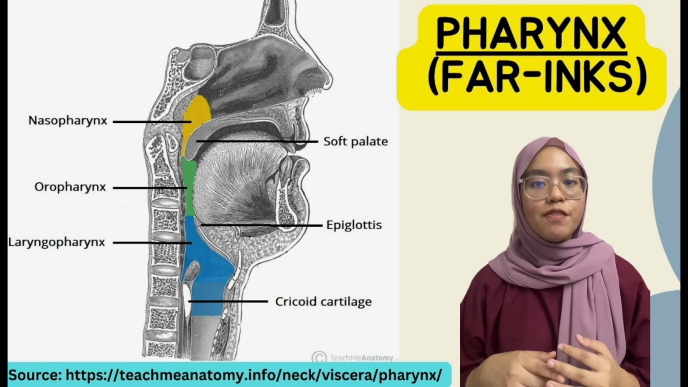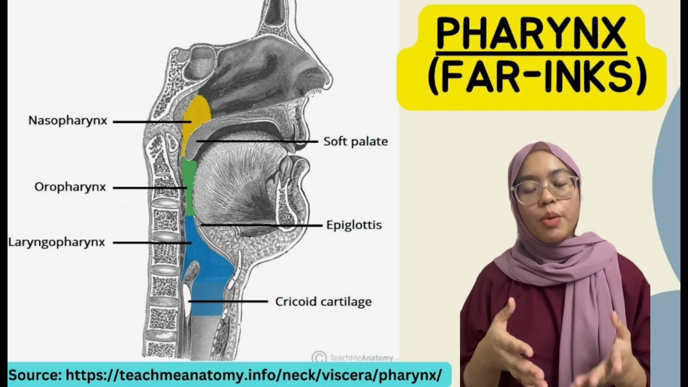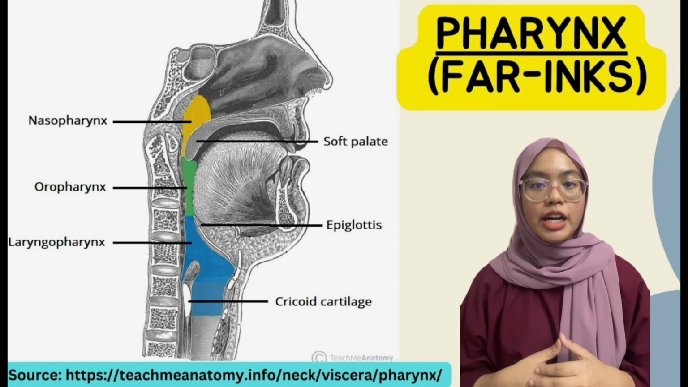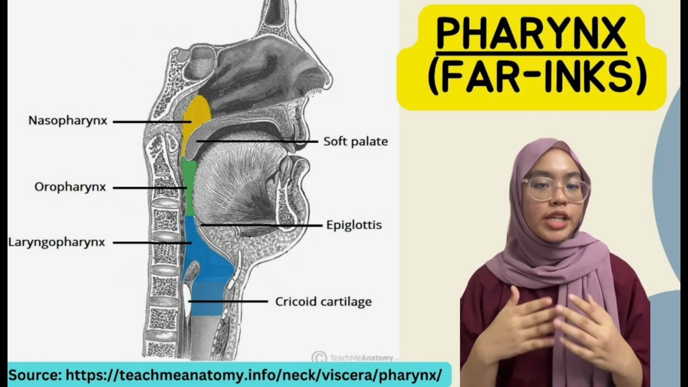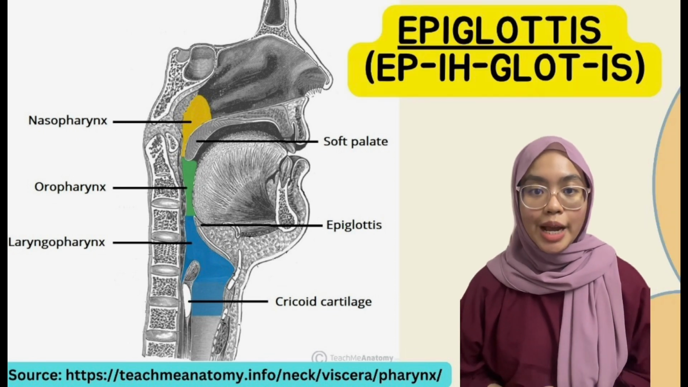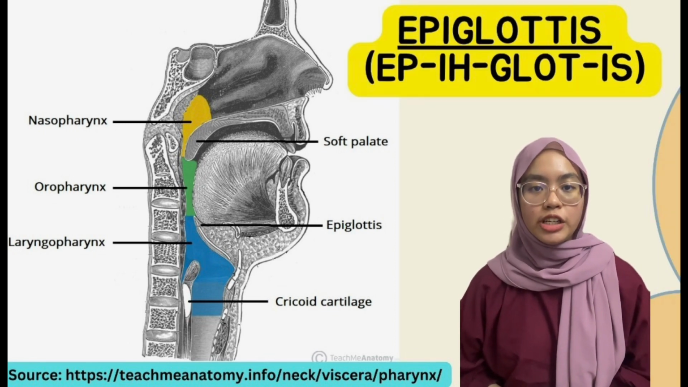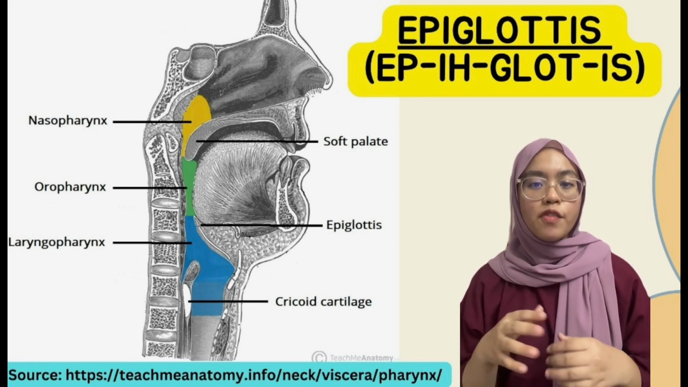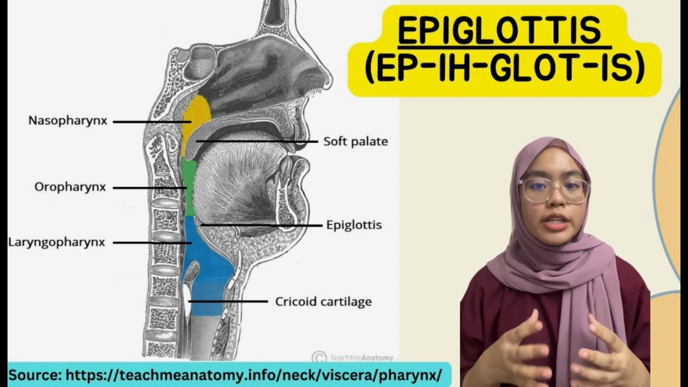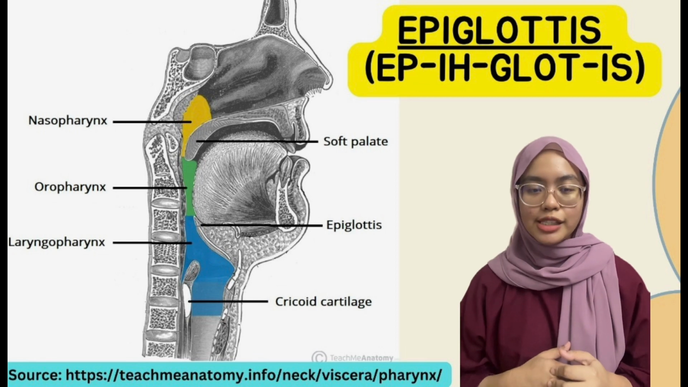Air, food, and fluids continue downward to the openings of the esophagus and trachea, where air enters the trachea and food and fluids flow into the esophagus. At the same time, the epiglottis, a lid-like structure located at the base of the tongue, swings downward and closes off the laryngopharynx so that food does not enter the trachea and the lungs.